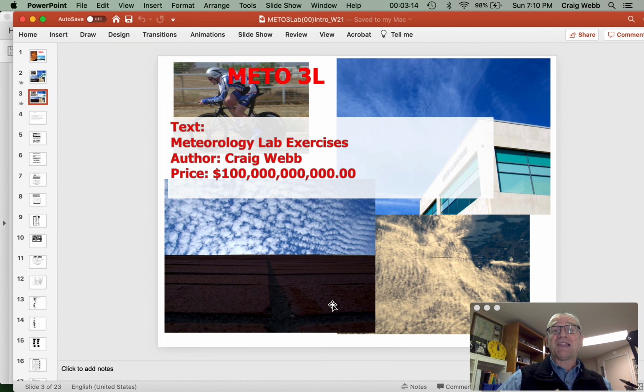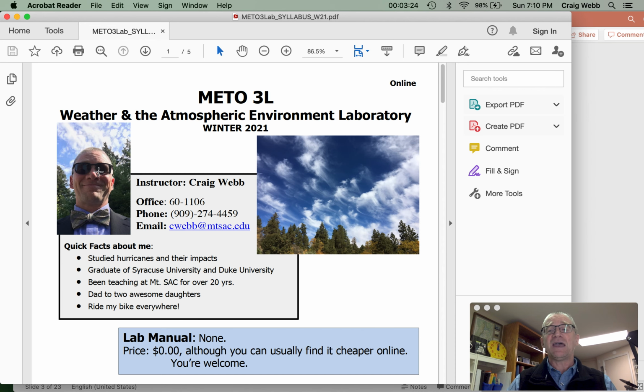Now, that's the lab manual itself. I'll go through the labs in a little more detail in just a second about what to expect. I do want to just real quick touch on the syllabus for the class.